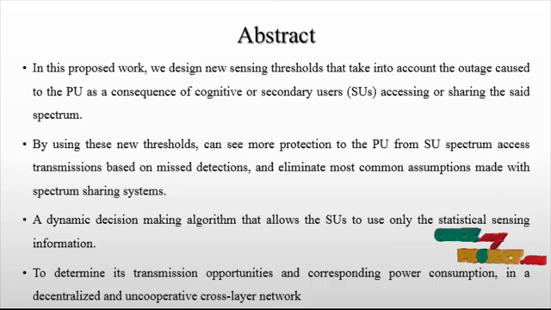Our threshold also works with a dynamic decision making algorithm that allows the secondary user to use only the statistical sensing information to understand the network dynamics and determine its transmission opportunities and corresponding power consumption. So, in a decentralized and uncooperative cognitive radio network, finally we calculate the spectrum sensing, spectrum access, and sharing of the spectrum by using the threshold design, and finally calculate the energy reduction in the decentralized network.